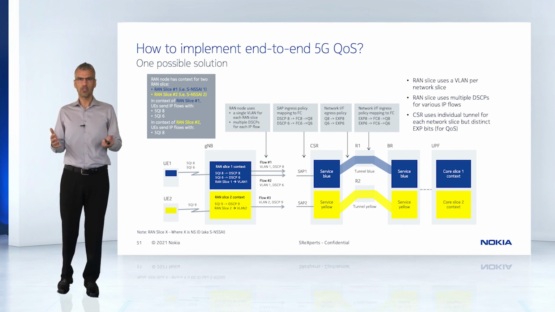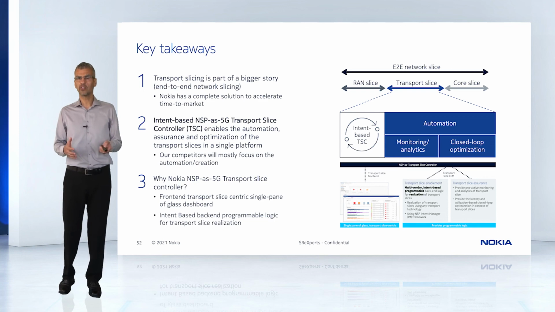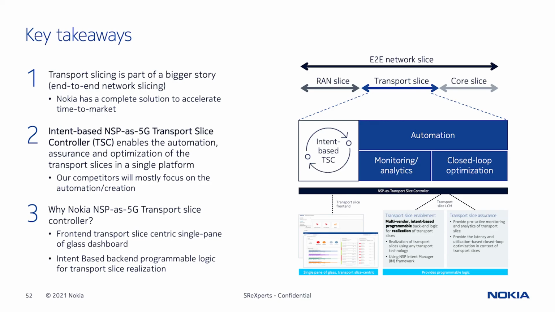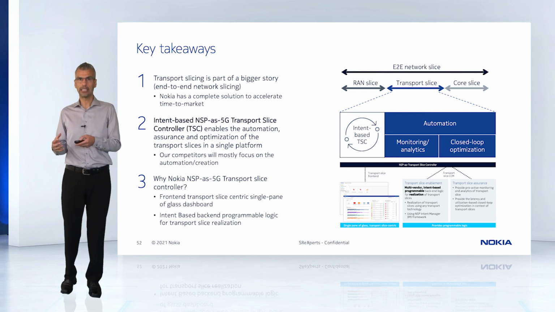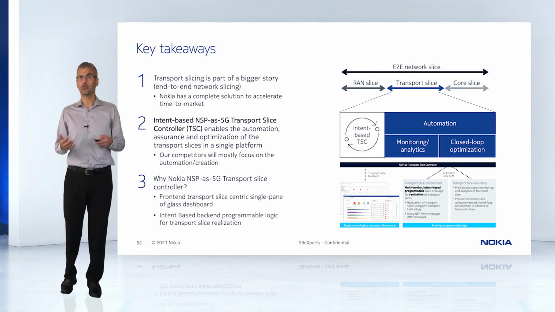If we put together everything that we discussed, the first concept that we discussed was the concept of the end-to-end network slice and a specific transport slice. What are those? What are the characteristics? What are the similarities and differences? The second concept that we discussed was transport slice management, lifecycle management. We introduced NSP as a transport slice controller. This is a capability on NSP, which provides you with the three major ideas that we have to address for transport slices, meaning automation, monitoring, and closed-loop optimization.